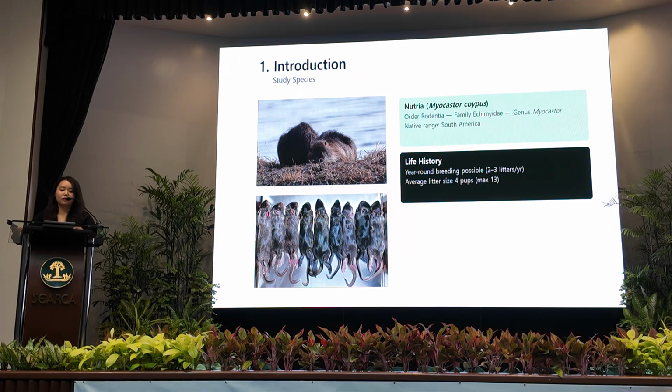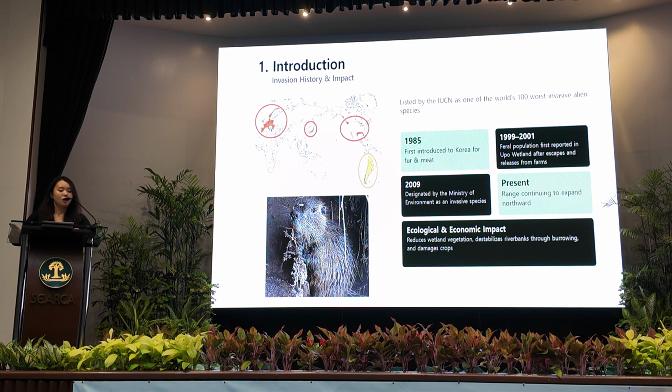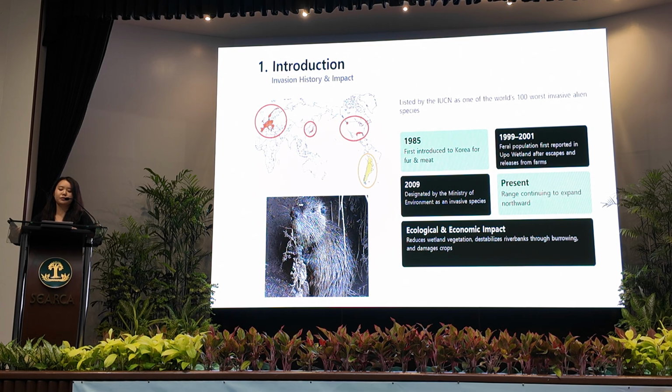On average, the species bears 4 pups at a time, but in some cases, up to 13 pups in a single reproduction. Deuteria is listed by the IES2026 as one of the 100 worst invasive alien species.